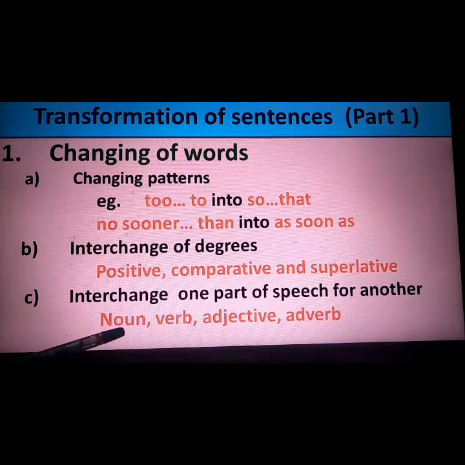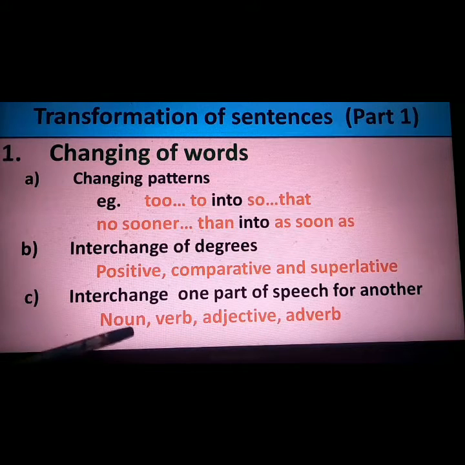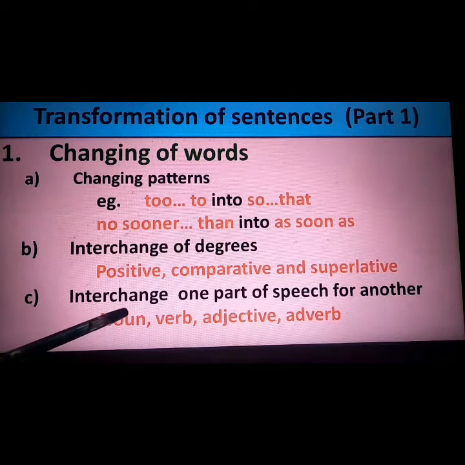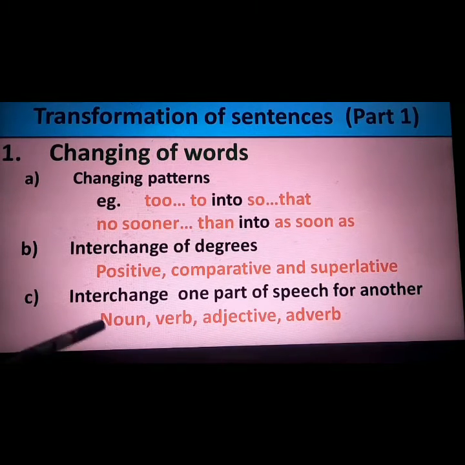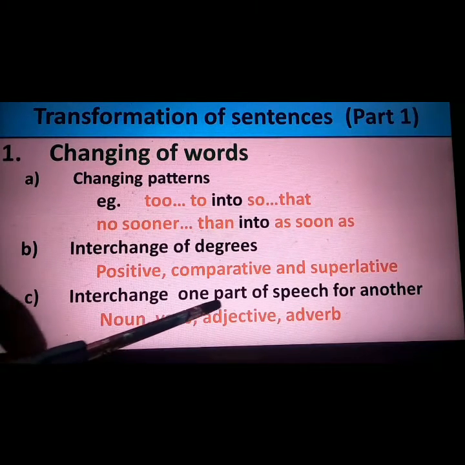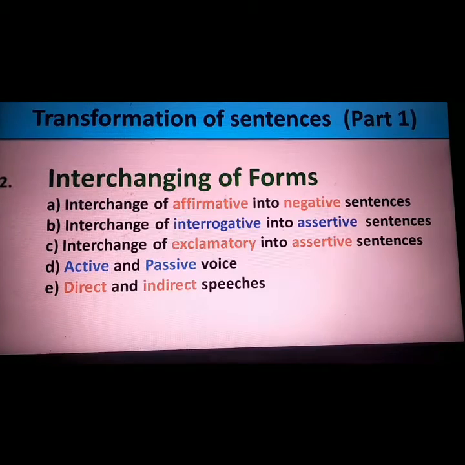Parts of speech we know already. Some of the parts of speech are noun, verb, adjective, adverb. These are basically interchanged. Maybe a noun form is given and then we may have to use it as a verb or an adjective or as an adverb. So that is what interchange of one part of speech into another means.